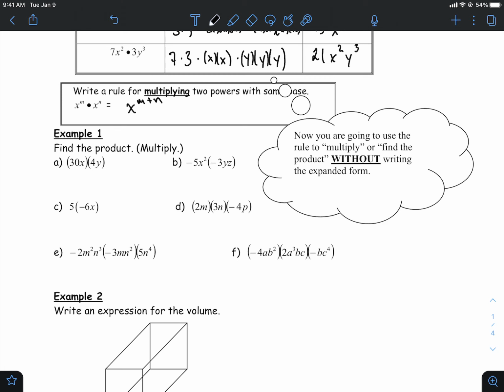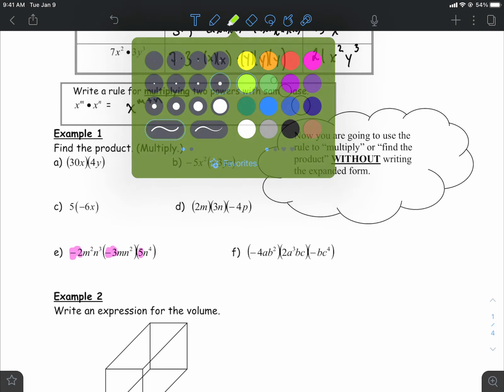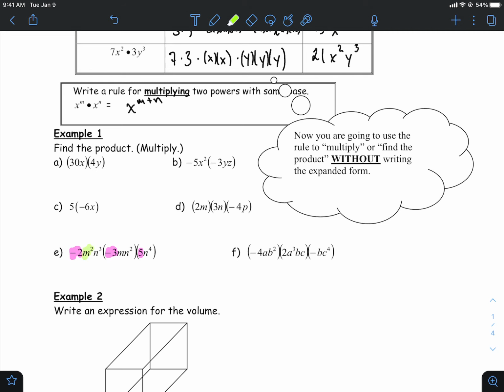How about I'll do E, and then you guys could fill out the rest on your own, okay? So for E, this is how I'm dealing with these questions in my mind. I always see numbers, numbers, numbers, and then I see M's, oh, there's no M in the last one, and then I see N's. Okay, no N. So I'm going to multiply pink things together, I'm going to multiply green things together, and I'm going to multiply blue things together. And that's it.